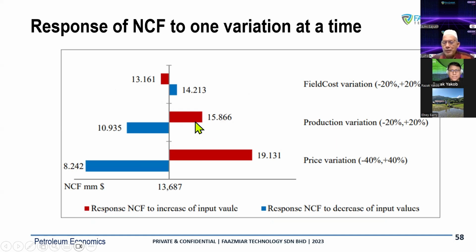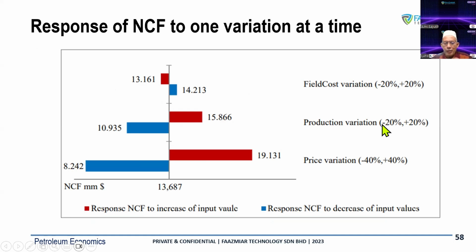The second case, what about production? If the production drops by 20%, our NPV will be less. So it's negative. We're going to have less income. So the impact is going to be huge as well, because from 13 to 10. But if the production is more, then we have 15 million.